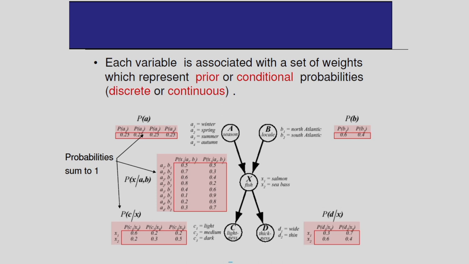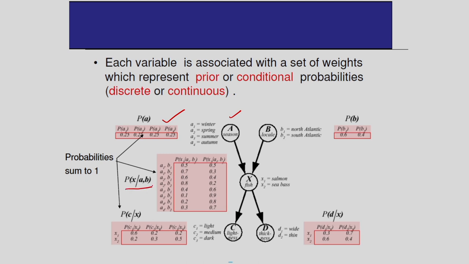Already I have shown these probabilities corresponding to the state A. I have the probability of A1, A2, A3, A4. So, all these four probabilities we are considering. Similarly, corresponding to the variable B, we are considering two probabilities, probability of B1 and probability of B2. And after this, we are considering the conditional probabilities.